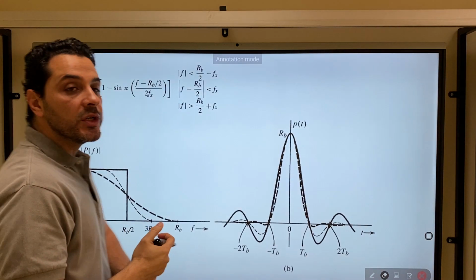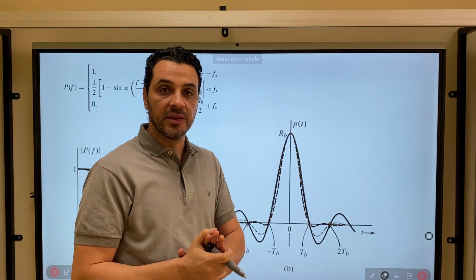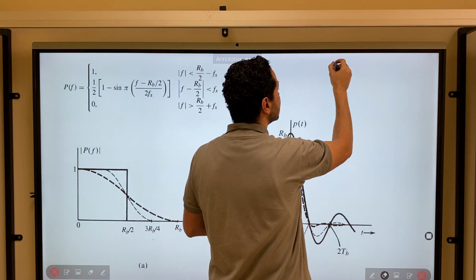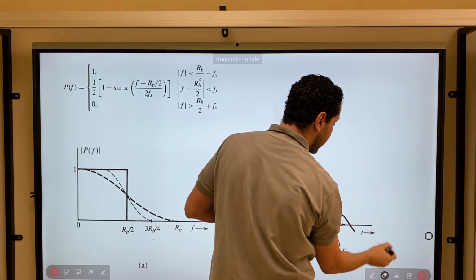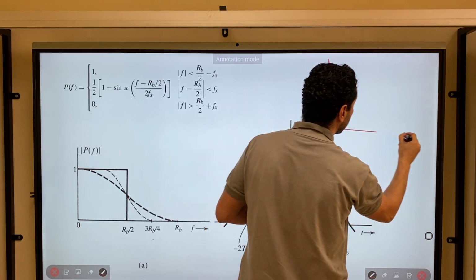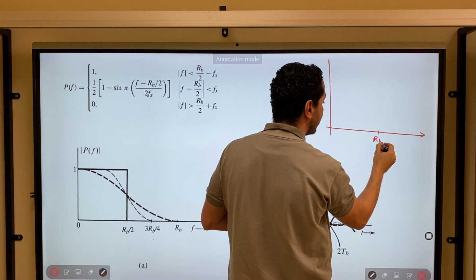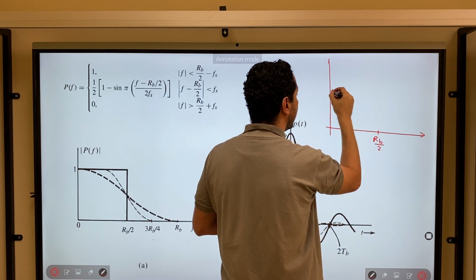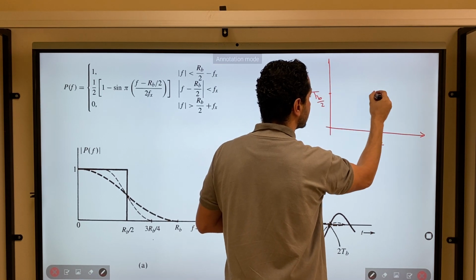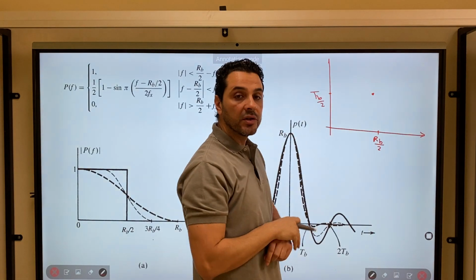In the previous video, we saw how to characterize practical pulses that satisfy Nyquist's first criterion, and we saw that for these pulses to be practical, their frequency response must have an odd symmetry around the point Rb/2 and Tb/2. This is the point in the middle of the curve, and the curve should have an odd symmetry around this point.